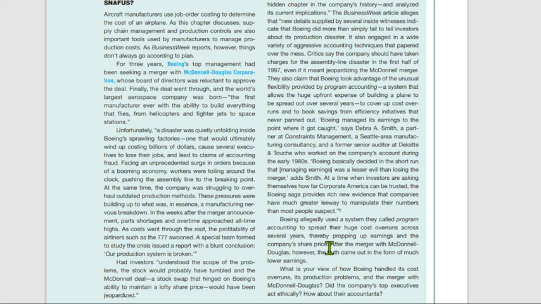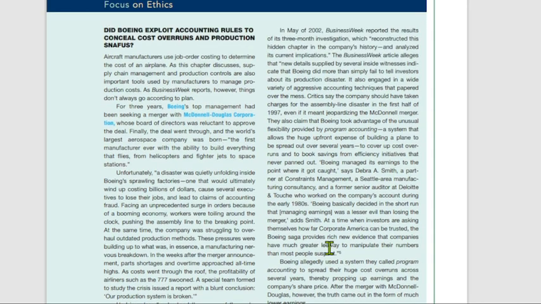So, basahin mo itong passage na ito because it will give you an insight kung meron ka ba talagang natutunan on the items on your financial accounting and the basic concepts. Kasi ang issue dito ay kaya nga ang sabi, yung concealing of the cost overruns and production snafus. So dun tayo po sa costing.